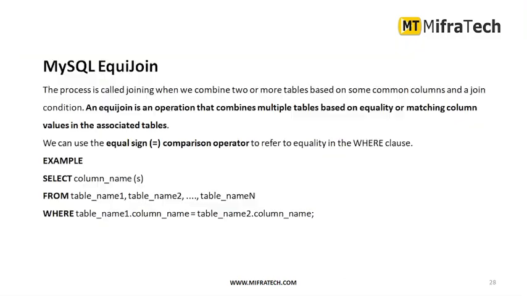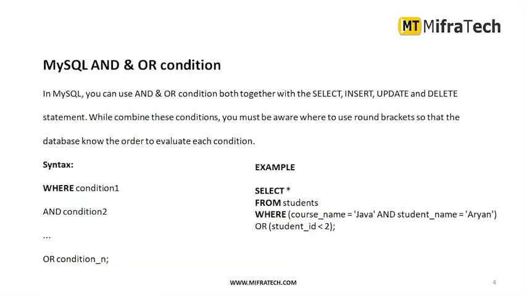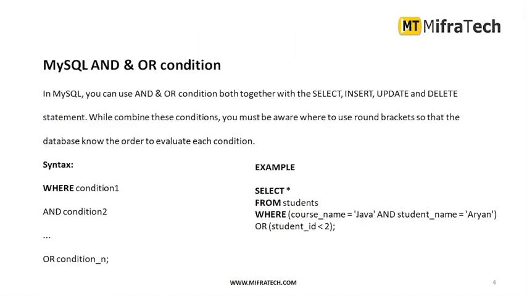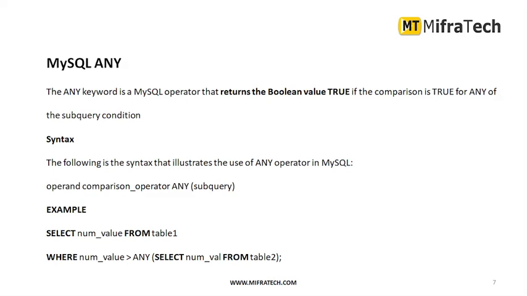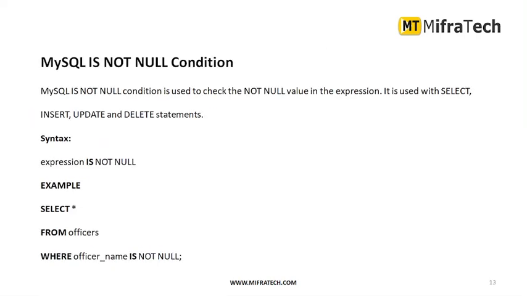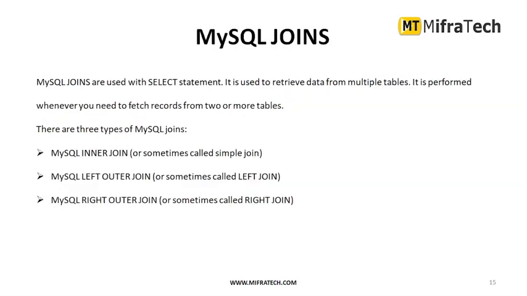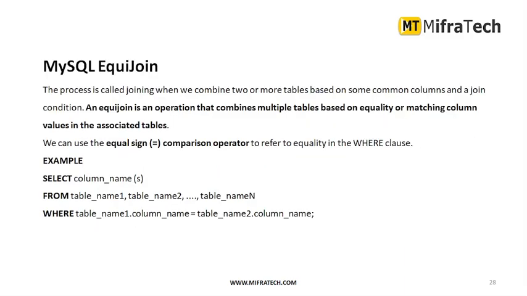Today we have discussed the join sections and MySQL conditions, the where condition, and condition, or condition, how we can use and or together, and any and null operations, and MySQL join. There are three types of join: inner join, left and right outer join. The inner join is also called a simple join. The difference between the left and the right join.